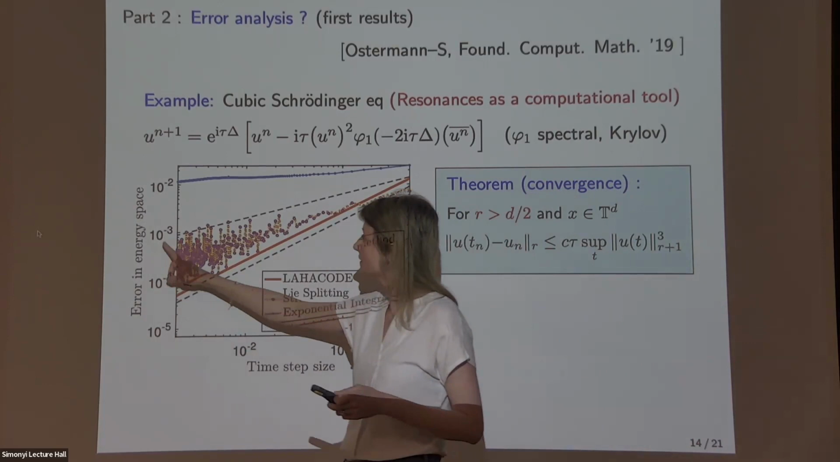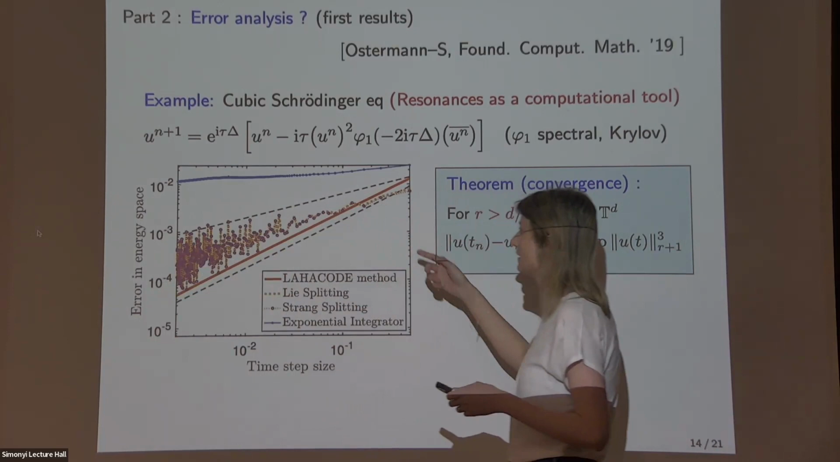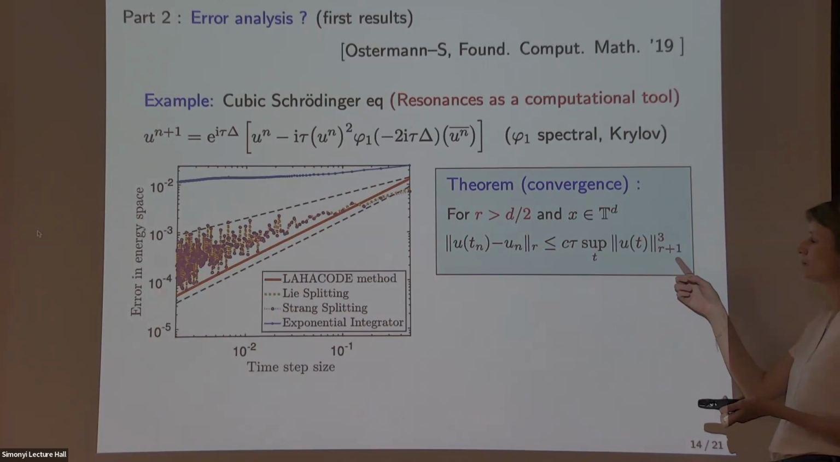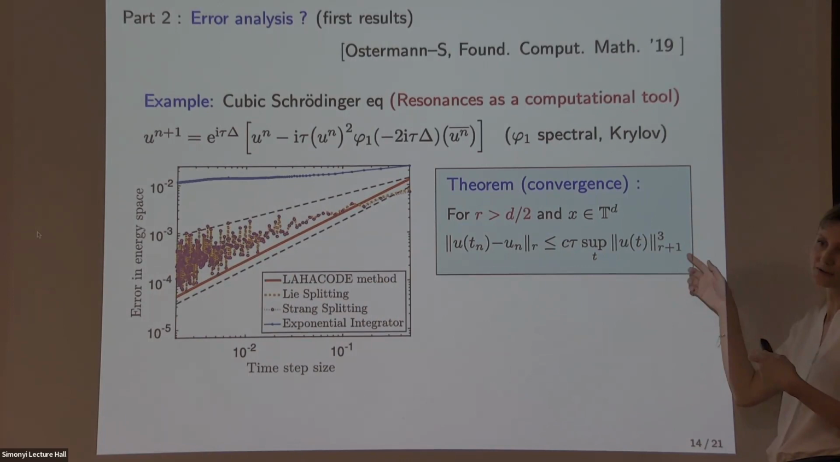What is it, like H1 data or smooth data? No, so this is H1, the error is measured in H1, and the data is H2. Okay. And so basically, this is what we show. We need one additional derivative on the solution in order to have full convergence, and then you can have fractional convergence if you are lower.